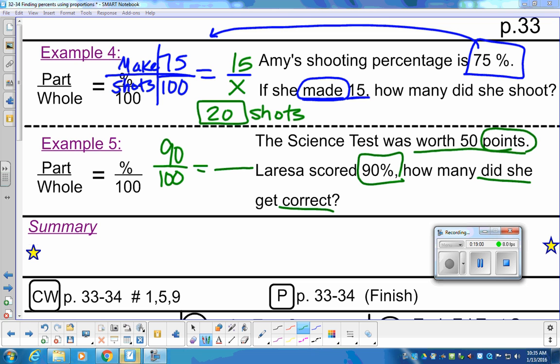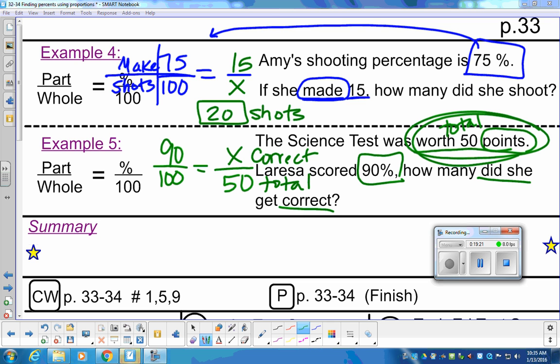The question now is, where do I put the 50, top or bottom? Well, if the test is worth a total of 50 points, the total should always be going on the bottom. Total on bottom. She got 90%, so how many did she get correct out of the total? Cross products and solving, we're trying to find out how many did she get correct. Almost there, guys, almost there.